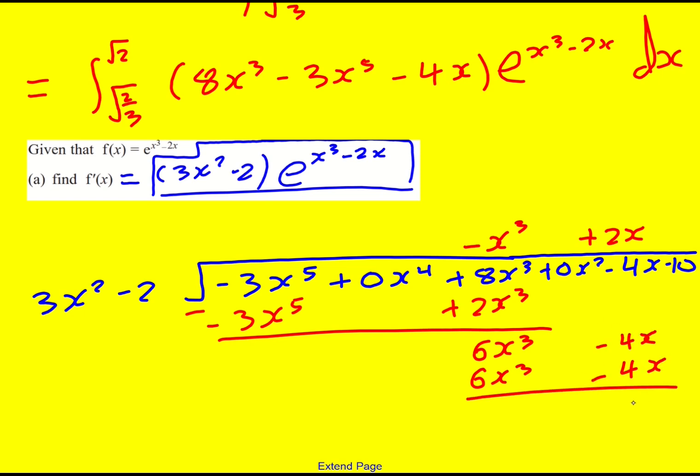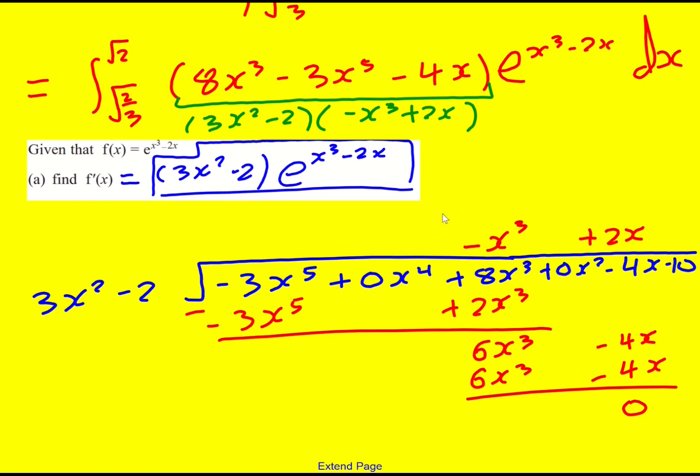Actually, it divides into it. So it turns out that we can write this thing here as 3x squared minus 2 multiplied by minus x cubed plus 2x. So you might have been able to factorize that straight away. Fair play if you can. I didn't see it myself.